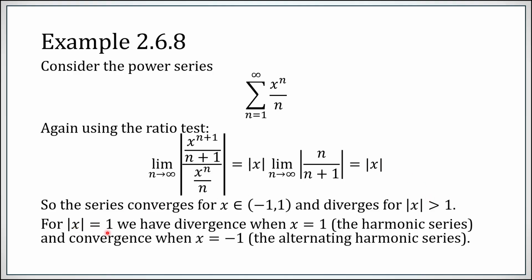When the absolute value of x is equal to 1, well, if x equals 1, 1 to the n is just 1, and you get the harmonic series, which diverges. When x is equal to minus 1, you get the alternating harmonic series, which converges. So at one of those values it diverged, and at the other it converged.